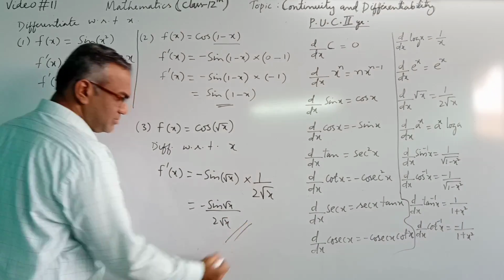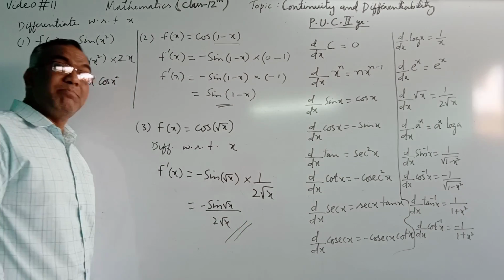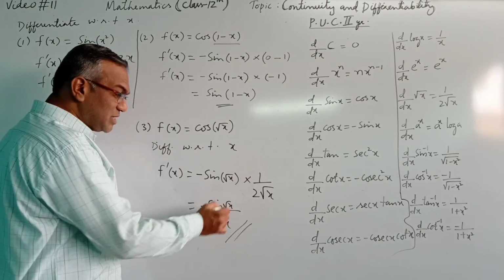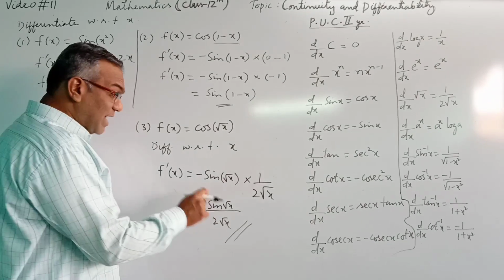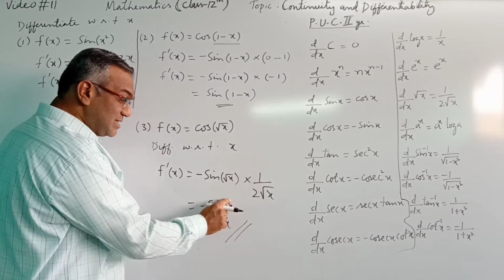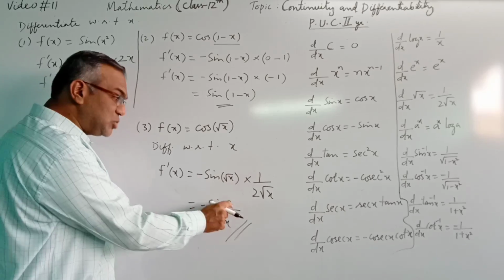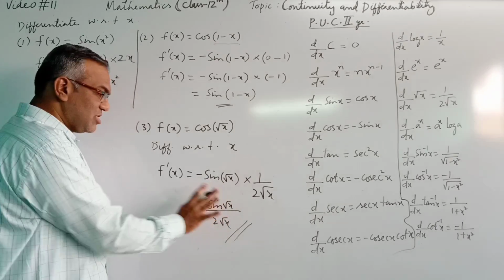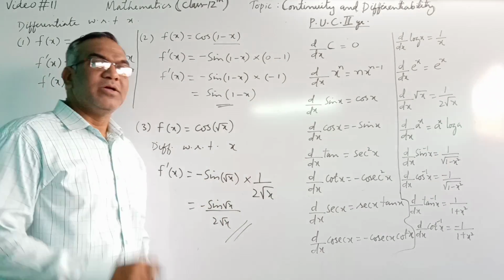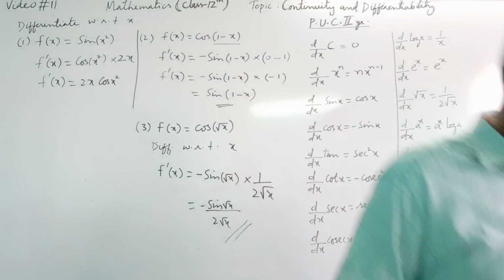This is the answer. Some students may make this mistake: root x gets cancelled. No, that will not happen, because this is the angle of sine. It is attached to sine. It will not get cancelled. This is the answer, okay? Let's discuss another problem.